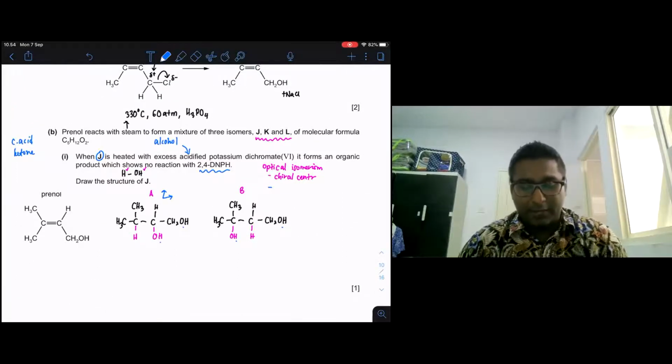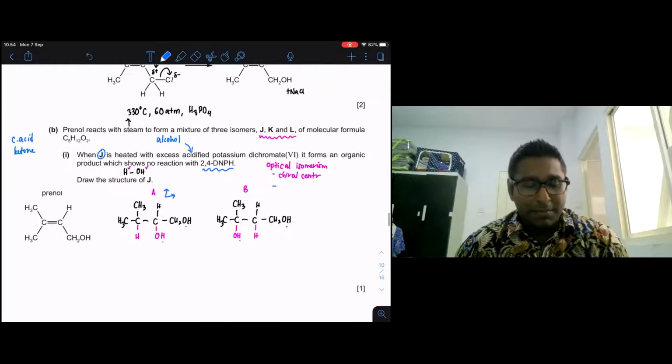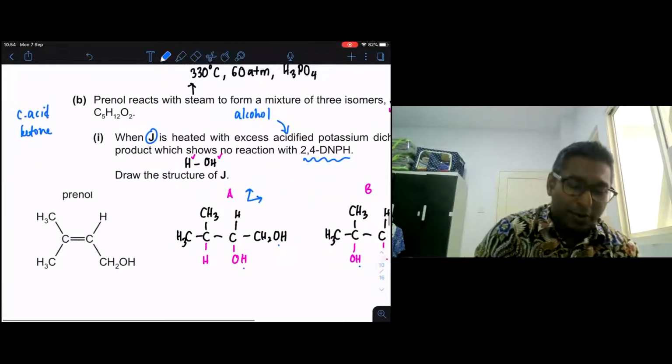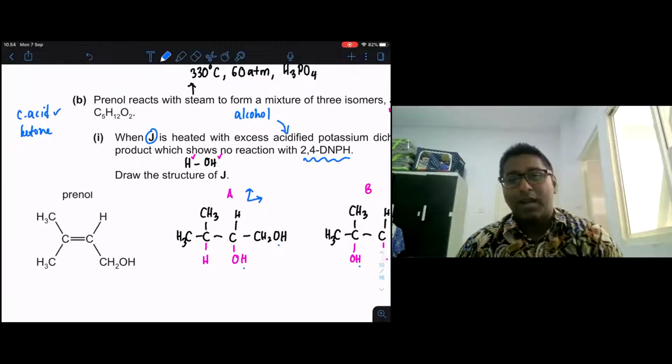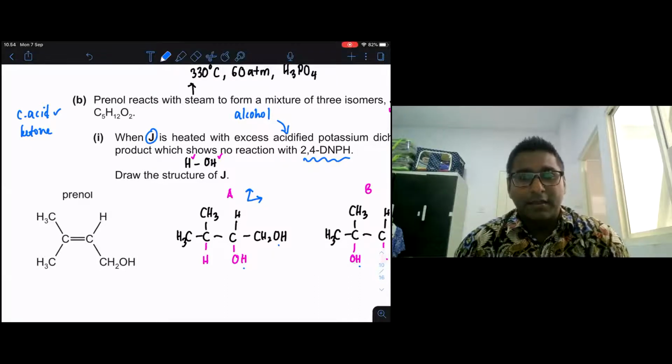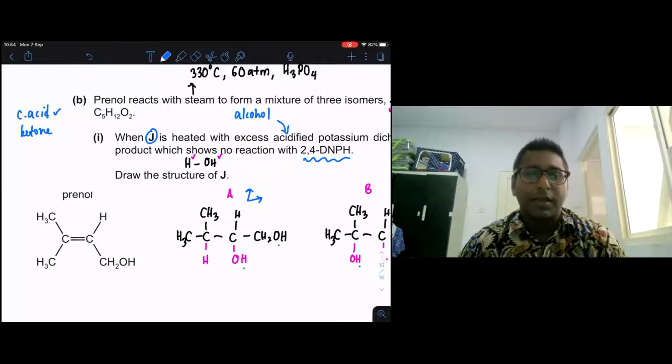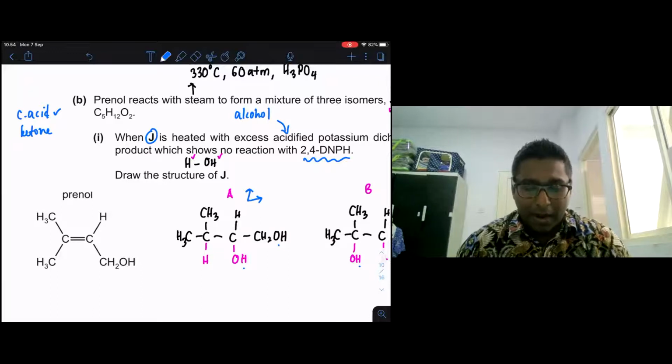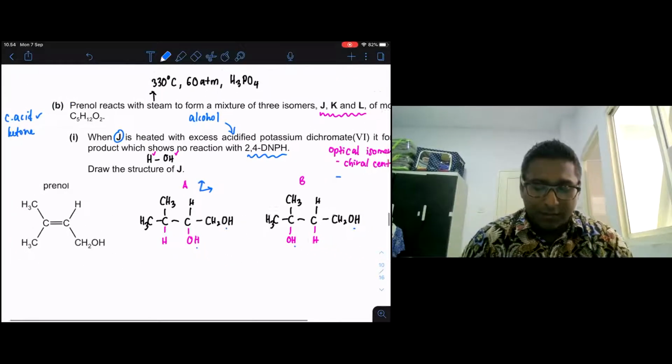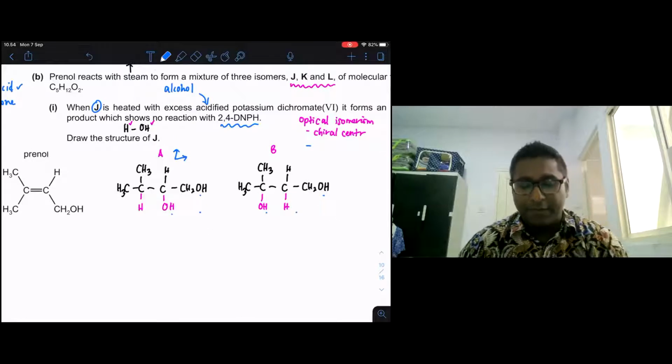But anyway, when you have no reaction with 2,4-DNPH, it means we are looking for carboxylic acid. Why? Because carboxylic acids do not show any reaction with 2,4-DNPH. Ketones do show a reaction, and aldehydes do show a reaction. So we are looking for a compound that, after oxidation, either A or B, gives you carboxylic acid.